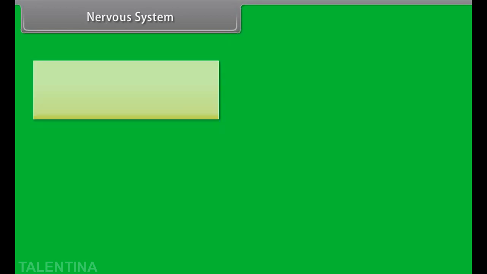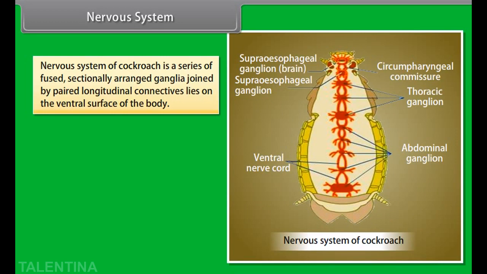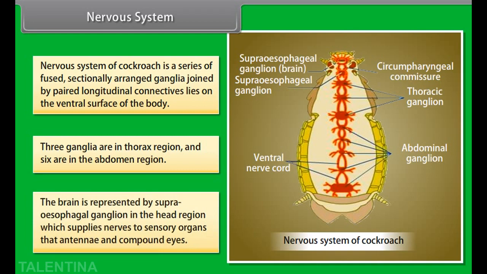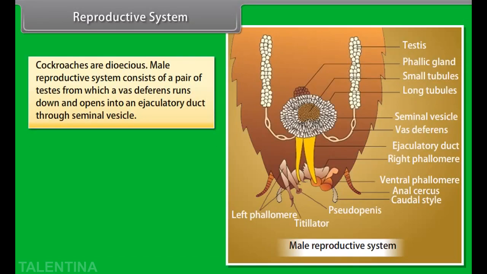Nervous system. The nervous system of the cockroach is a series of fused, segmentally arranged ganglia joined by paired longitudinal connectives, lying on the ventral surface of the body. 3 ganglia are in the thorax region and 6 are in the abdomen region. The brain is represented by the supraoesophageal ganglion in the head region, which supplies nerves to the sensory organs, that is the antennae and compound eyes. Reproductive system. Cockroaches are dioecious.